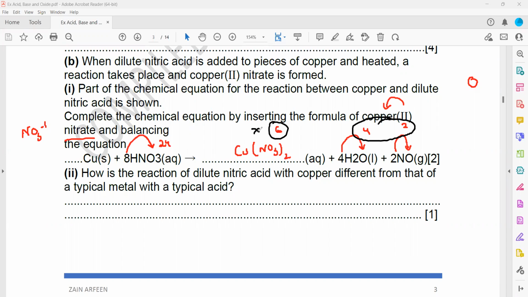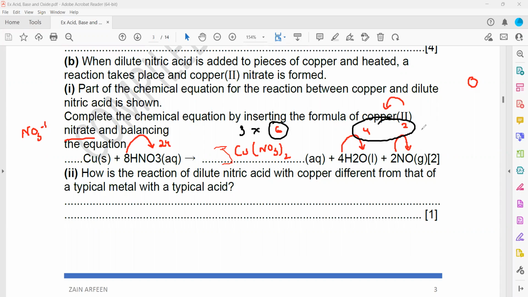So which number should I multiply here to get 24? I'll multiply by 3, because 3 multiplied by 6 makes 18 and 18 plus 6 makes 24. So we just have to put 3 here. 3 multiplied by 2, 6. 6 multiplied by 3, 18. 18 plus 4 makes 22 and 22 plus 2 makes 24.